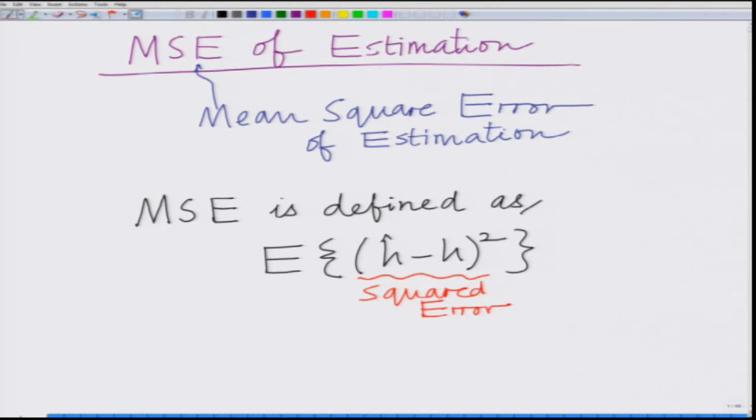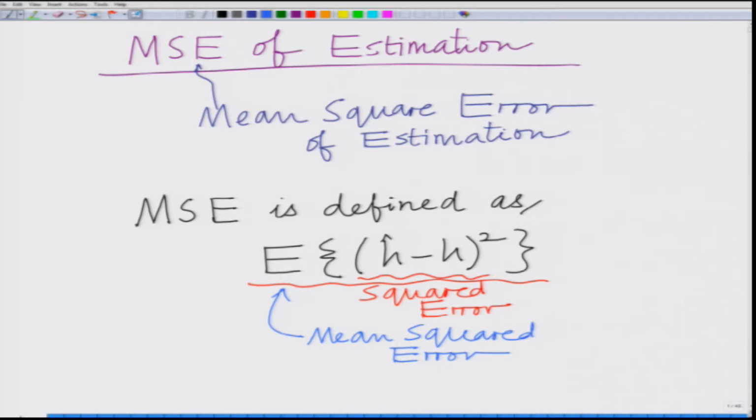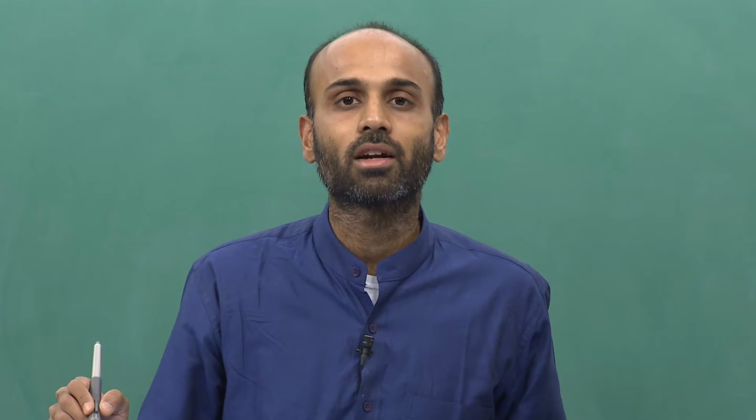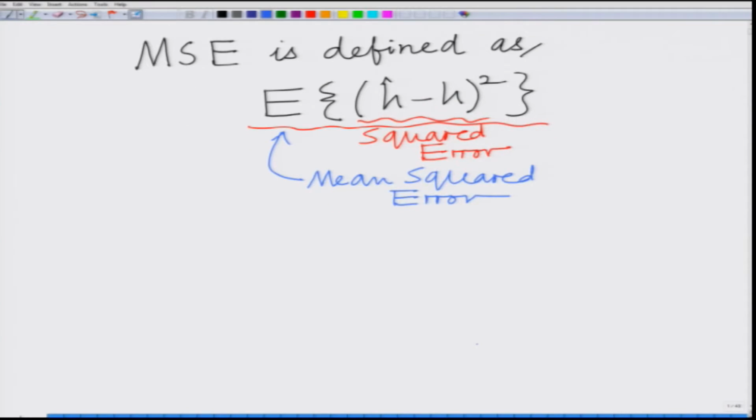So this is basically your squared error, and once you take the expected value, this becomes your mean squared error. This is an important parameter when we talk about MMSE estimation, or any estimation, when we want to characterize the quality of the estimate, or how accurate the estimate is. We have to characterize it in terms of the mean squared error of estimation. And we have also derived an expression for the mean squared error of estimation for the MMSE estimate.